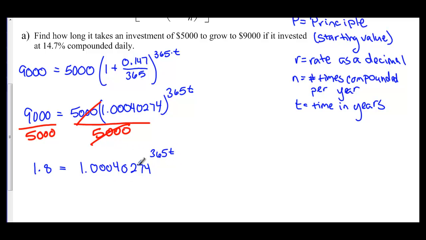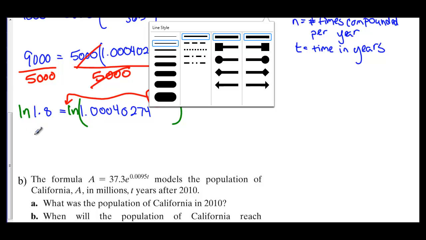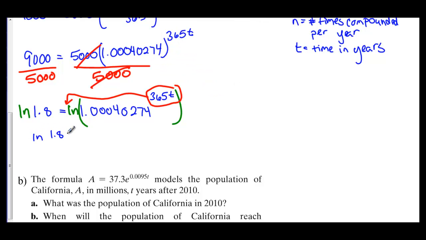And now we have a base to a power, and that power has our exponent. So if we take the natural log of both sides, we can use our power rule. And again, we're doing that so we can get this power in front. So we're going to have the natural log of 1.8 equals 365t times the natural log of 1.000400274. And we need to solve for t.